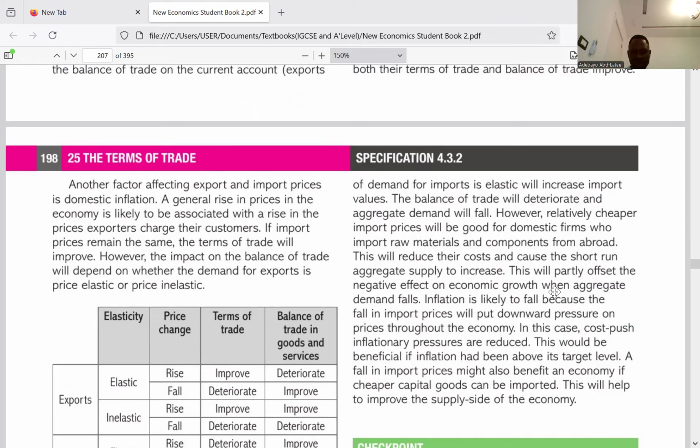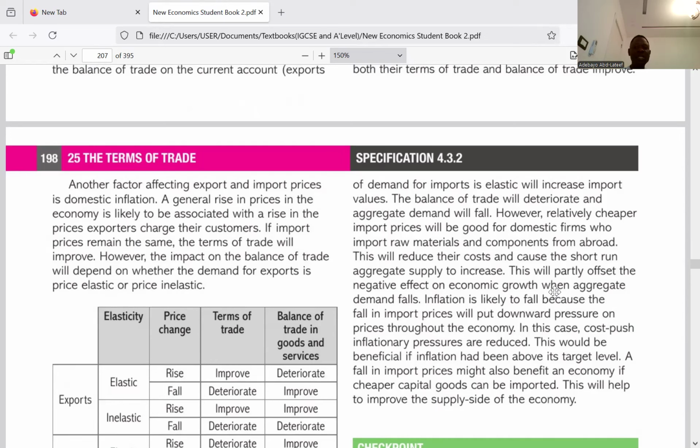However, relatively cheaper import prices will be good for domestic firms who import raw materials and components from abroad. For domestic firms that produce locally but have to import raw materials, it becomes favorable for them because they will be able to sell at a reduced price. This will partly offset the negative effect on economic growth when aggregate demand falls.